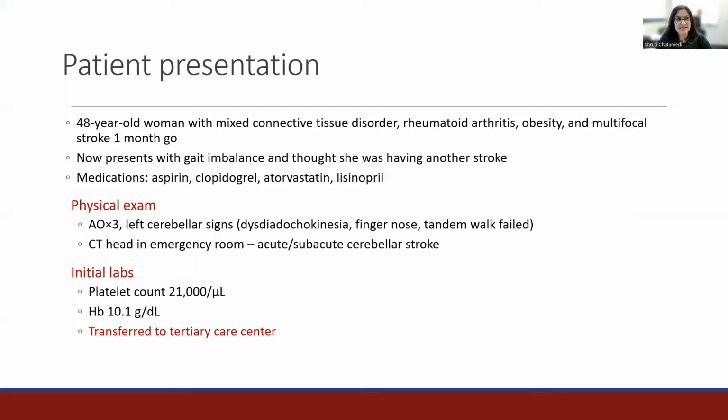Significant findings on physical exam are that although she is alert and oriented, she does have left cerebellar signs with dysdiadochokinesia and is unable to do the finger-nose test or tandem walk. A CT of the head in the emergency room shows that she's had either an acute or a subacute cerebellar stroke. An initial blood count in the emergency room also shows a platelet count that is down to 21,000 and a hemoglobin level of 10.1 grams per deciliter. Given that it appears that she's having a new stroke in the setting of severe thrombocytopenia, she is transferred to a tertiary care center for further management.